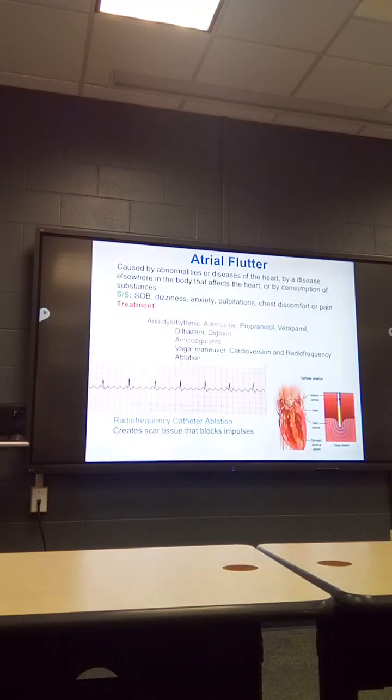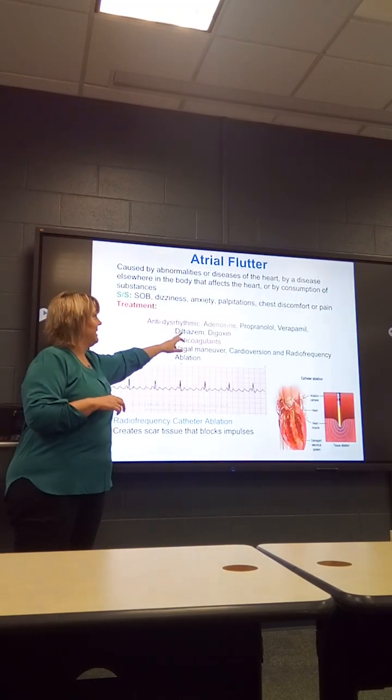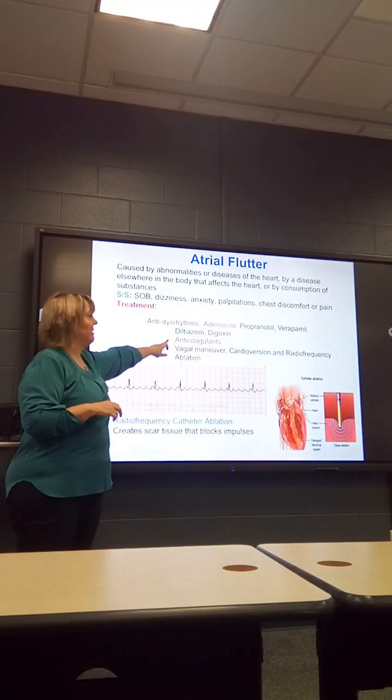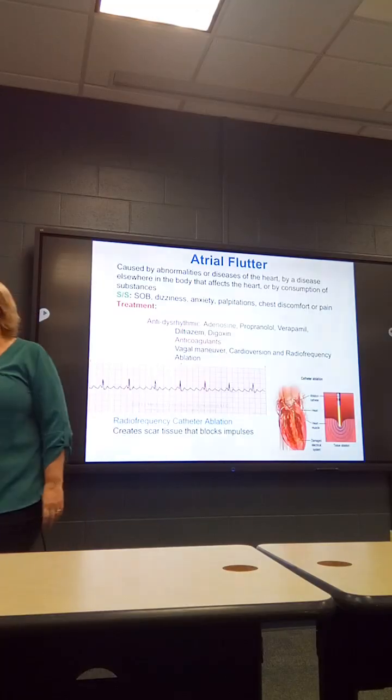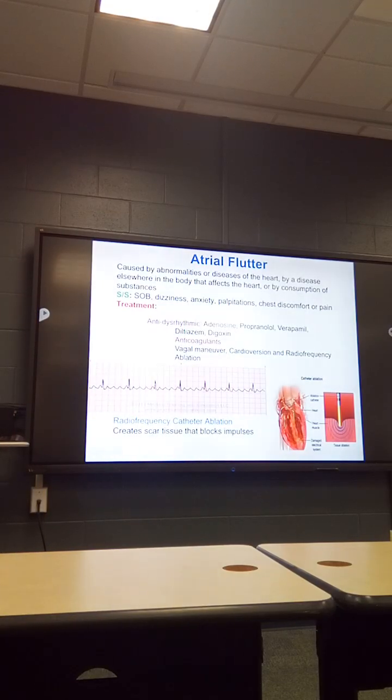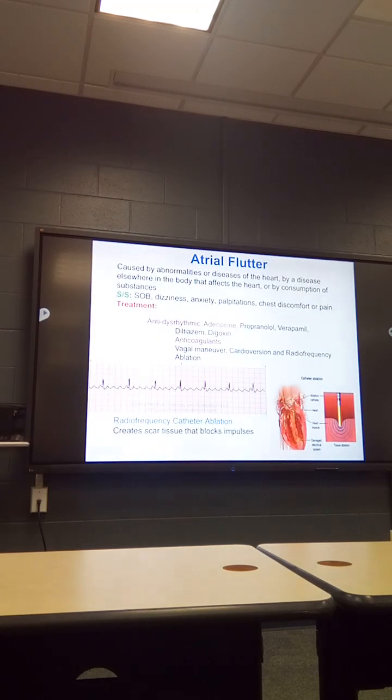QRSs. So we can give antiarrhythmics, these are all the blockers, and also anticoagulants because we don't want blood clots to form. I skipped over other treatments because I was so worried about the meds. The treatment for AFib and A-flutter beyond medications is ablation.